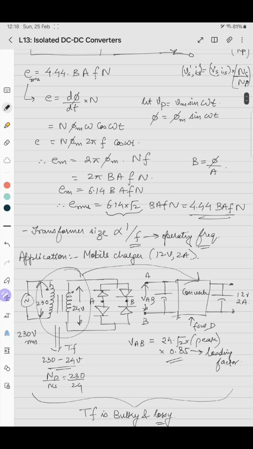So also we saw that the transformer size is inversely proportional to the switching frequency, because given that the power to be transferred by the transformer is the same for two switching frequencies, the requirement of the magnetizing current for both the cases is different. And inductance, we already saw in the DC-DC converter, is always inversely proportional to the switching frequency. So as the switching frequency increases, the requirement of the inductance will be reduced. So the transformer size will be reduced.